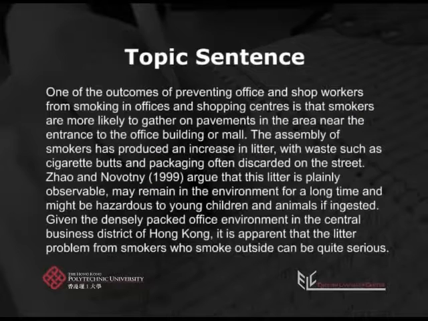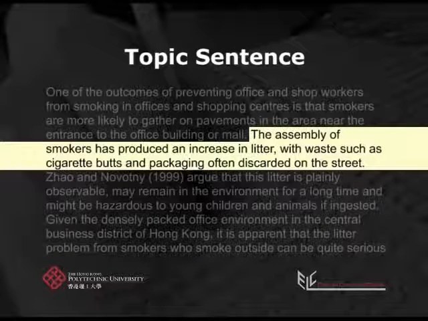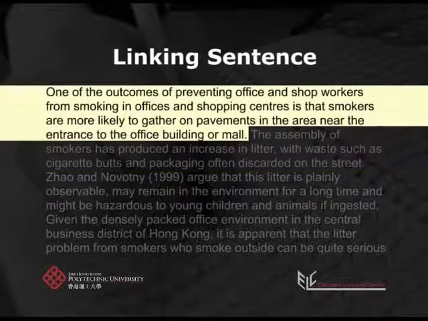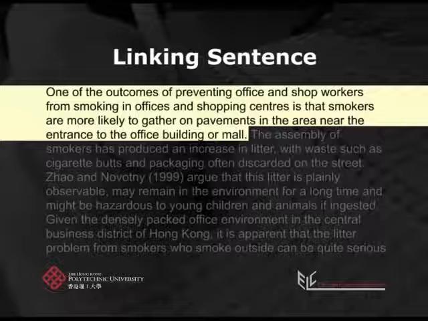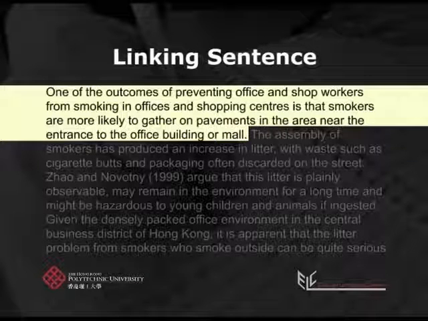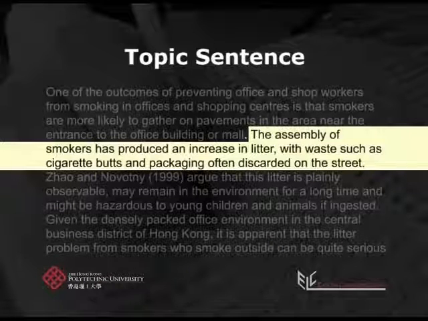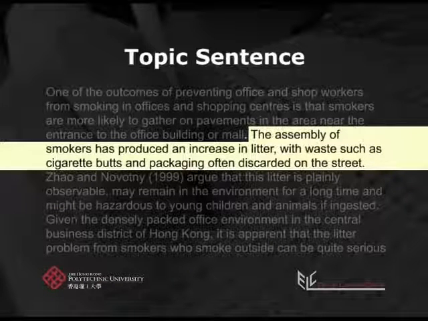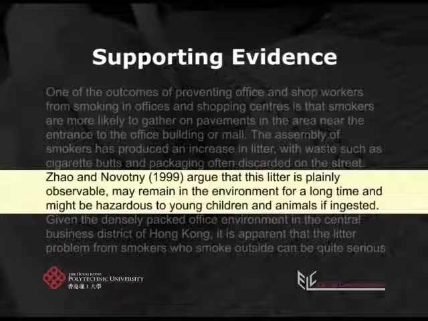Where's the topic sentence in this paragraph? Well, usually in a paragraph, it's the first sentence. But in this one, it's the second sentence. The first sentence acts as a link between the introduction and the first paragraph. So what's the purpose of the topic sentence? It should tell the reader what the paragraph is about. So this topic sentence tells us that there has been an increase of litter because more people now have to smoke on the street.